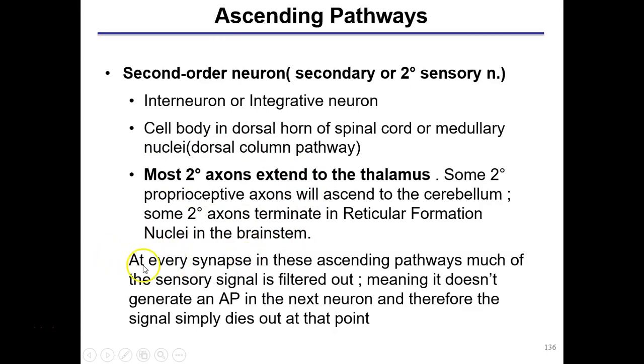And again, it's worthwhile emphasizing that at every one of these relay points or synapse points within the ascending pathway, much of the sensory signal ends up getting filtered out, okay? Meaning that it's not strong enough or not considered important enough to generate an action potential in the next neuron in the chain, and therefore at this point the signal will simply die out, okay?